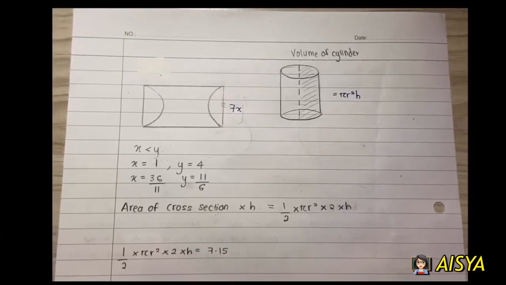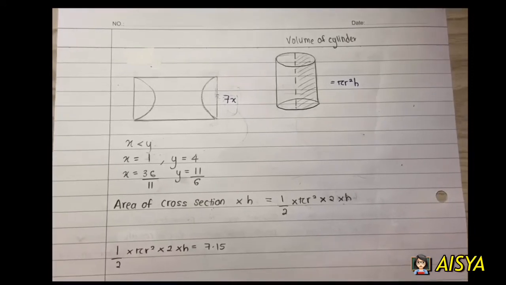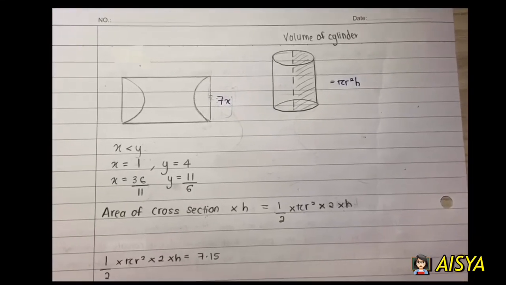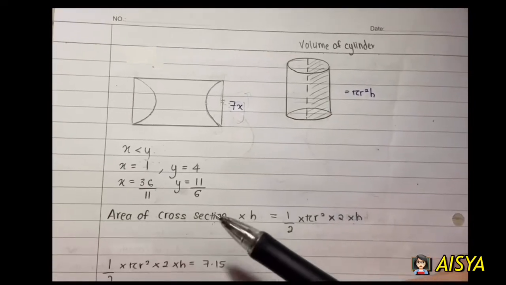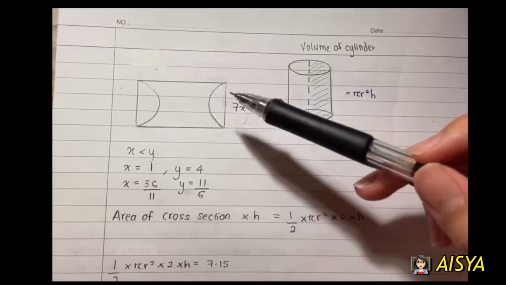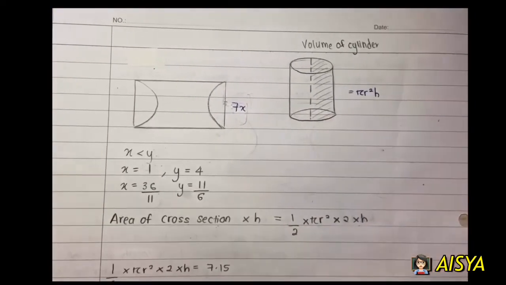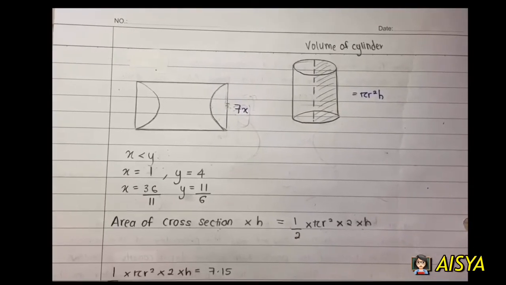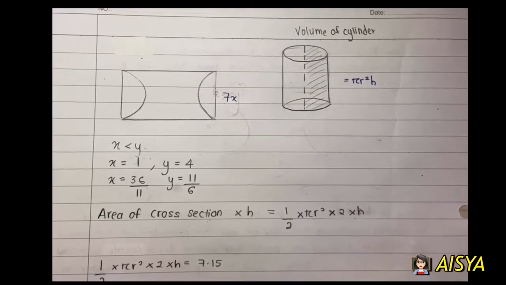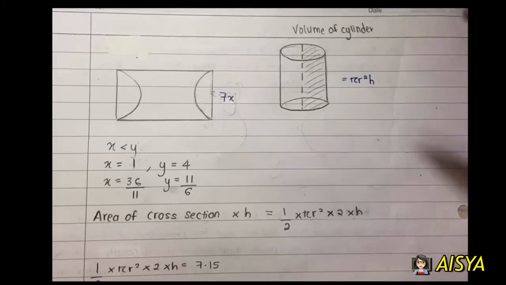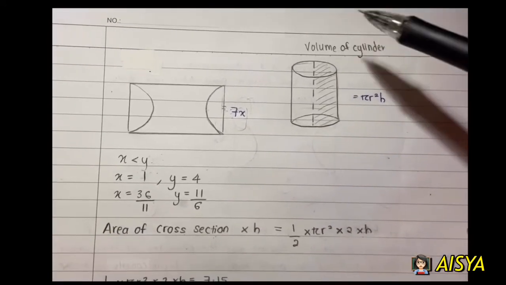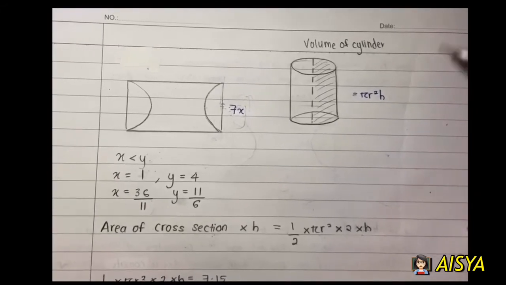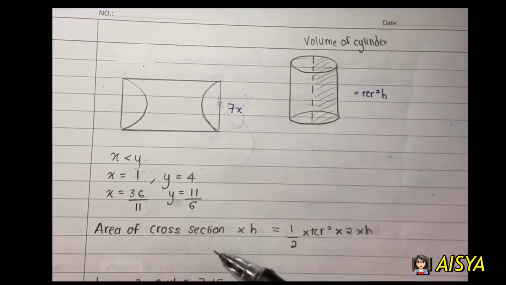So for the last step, the question asks to find the depth in meter of water in the pond. So what you have to use is area of cross sections, which is the semicircle, times height, because when there's two area of cross sections combined together, you also will get a volume. So here, you also can replace this formula with volume of cylinder. But now, I'm using area of cross sections.